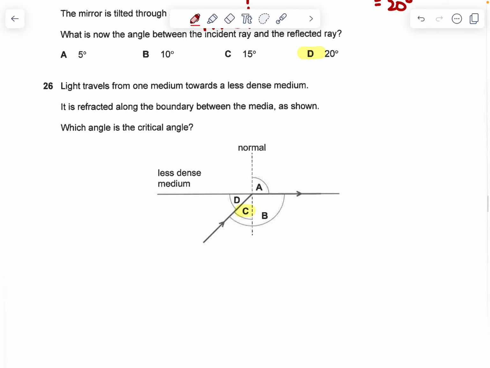Question 26. Light travels from one medium towards a less dense medium and is refracted along the boundary between the media as shown. What is the critical angle? So for total internal reflection, your i must be greater than your c. It will be totally internally reflected. Okay, so if it travels like this and runs along the boundary, you can use the angle of incidence to find the critical angle. So in this case, your i is equal to your c, small c, critical angle.